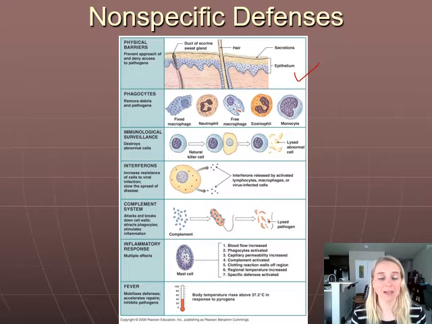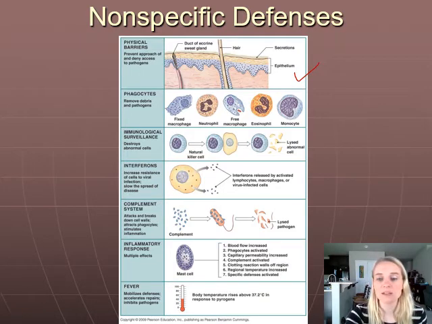That's why keeping an intact physical barrier is so important to reducing your chances of infection, because once you break that, it could be a cut or a scrape or a zit or a blister or a burn, that could open up that physical barrier and invites more opportunities for pathogens to get into your system. All right, so that's our physical barrier.